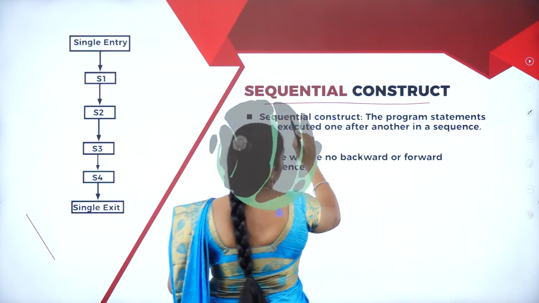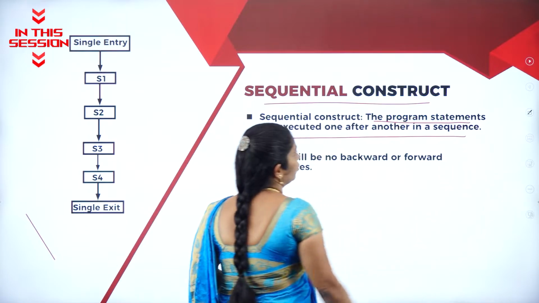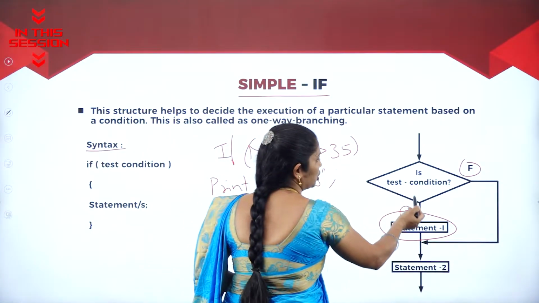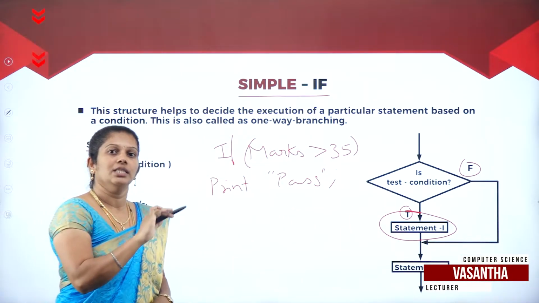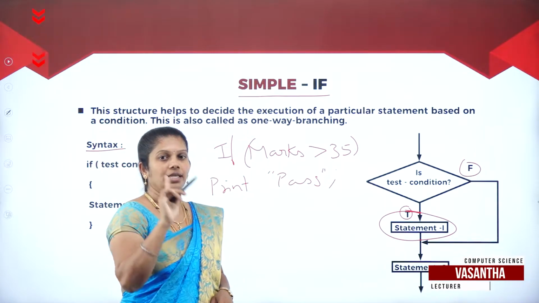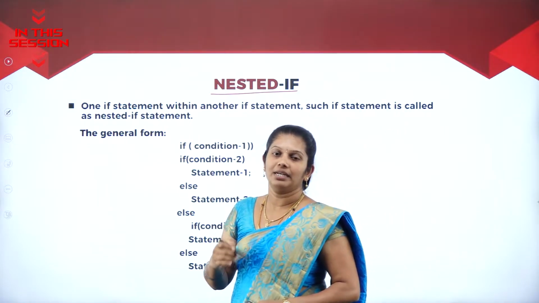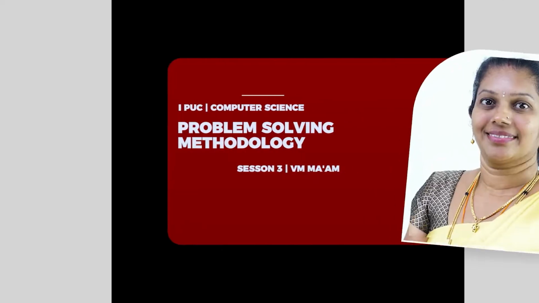In sequential construct, the program statements are executed one after another in a sequential format. If the condition is true, then only the statement will execute. If the condition is false, then it will come out of the loop. For the sake of it, it can be called one-way branching. Inside one if statement, if you have one more if statement, then it can be called a nested if statement.